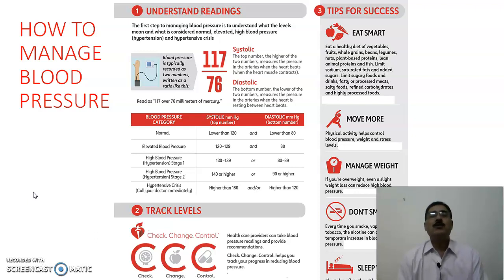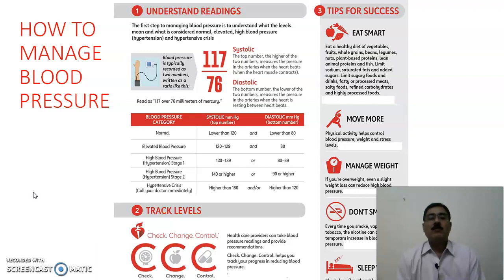Now first you should know how we can understand the reading. Say for example, it is mentioned in number 1, systolic 117 and diastolic 76, and if your systolic is higher than the top number, that is higher than 117, as per the chart I have shown in the previous slide, you should track the levels.